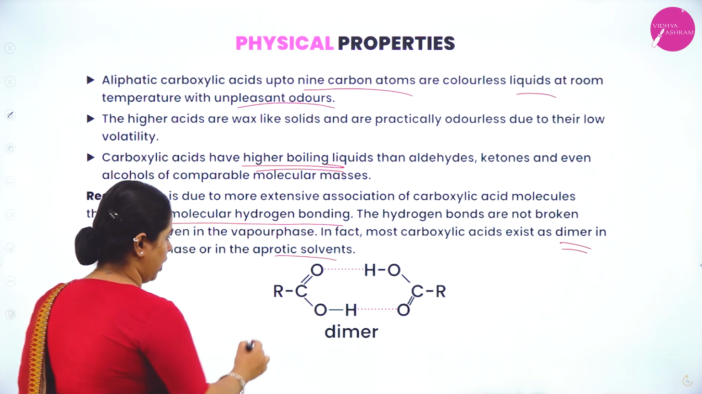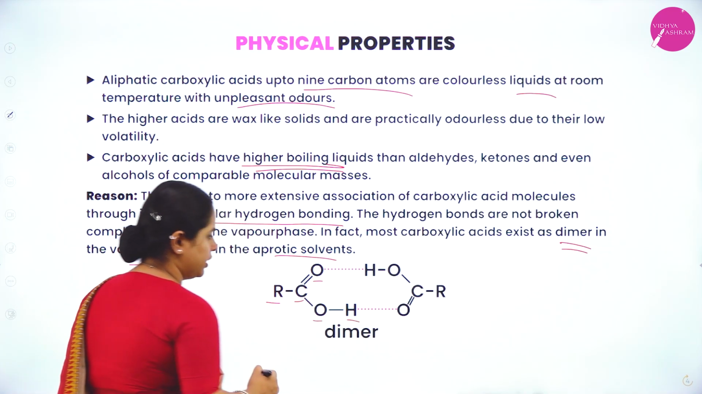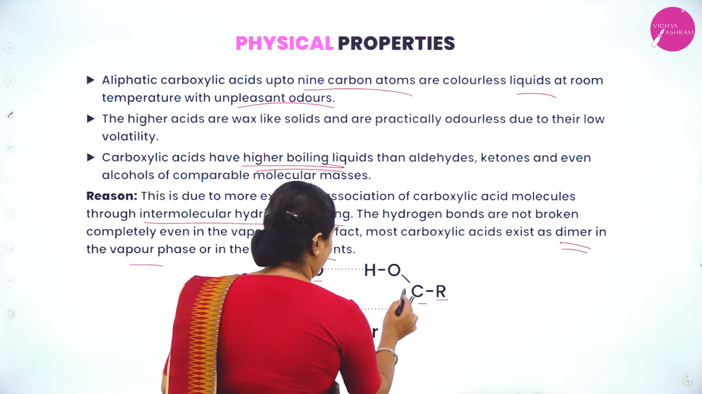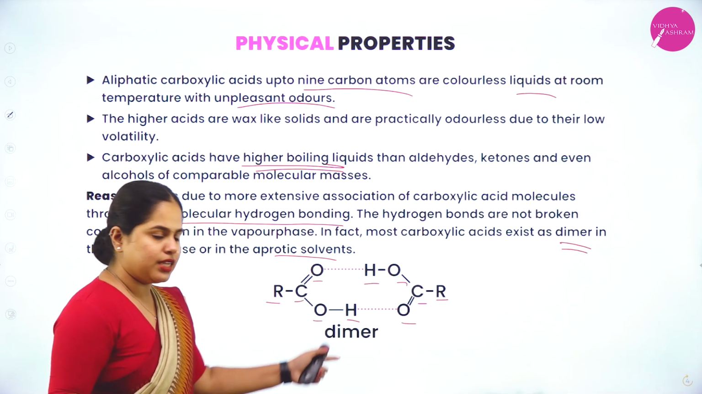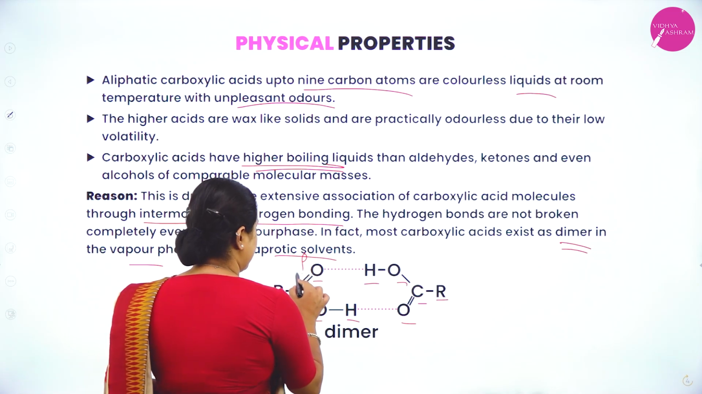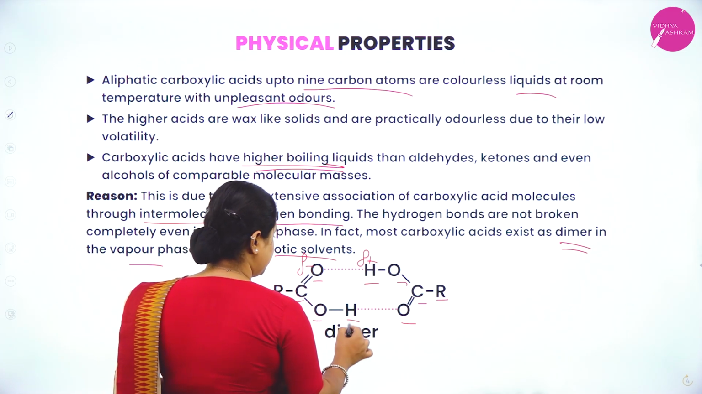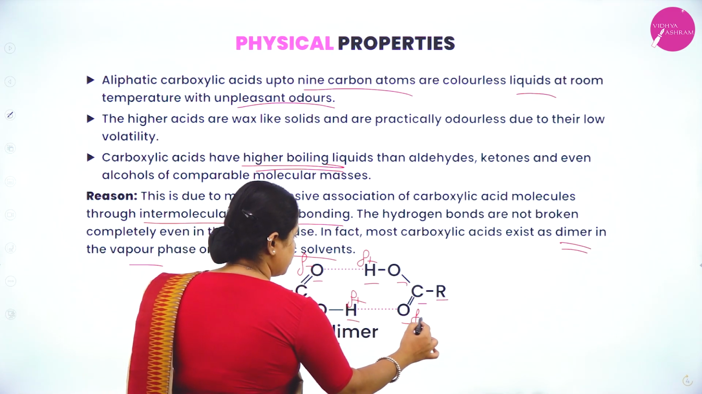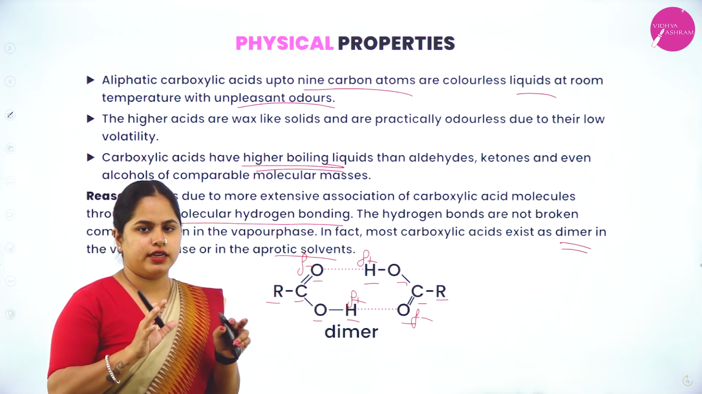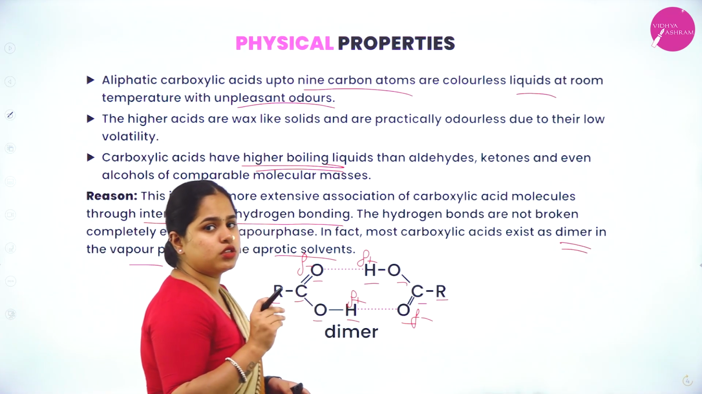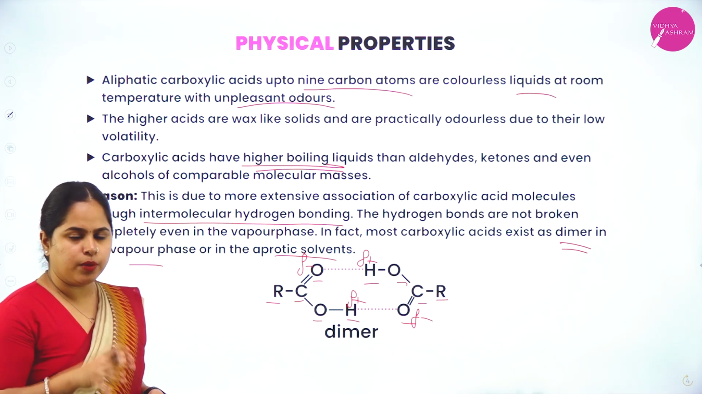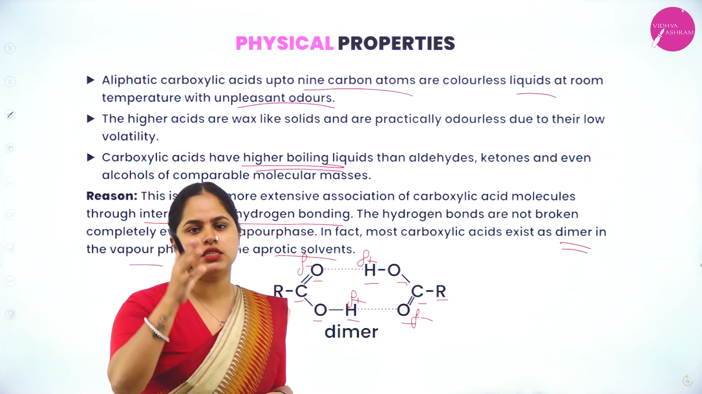You can see here RCOOH, that is one carboxylic acid group, and another RCOOH, right? As you can see here, in one carboxylic acid molecule the oxygen has a negative charge and the hydrogen has a positive charge, and in the other, here positive, here negative. So there will be an intermolecular hydrogen bond, between two different molecules. In the vapor phase also this bond will not be broken. That is why it has higher boiling points. Carboxylic acid is the one which has the highest boiling point.